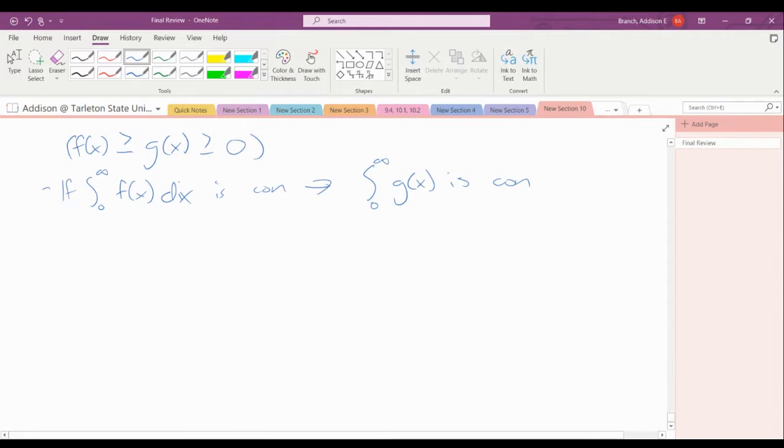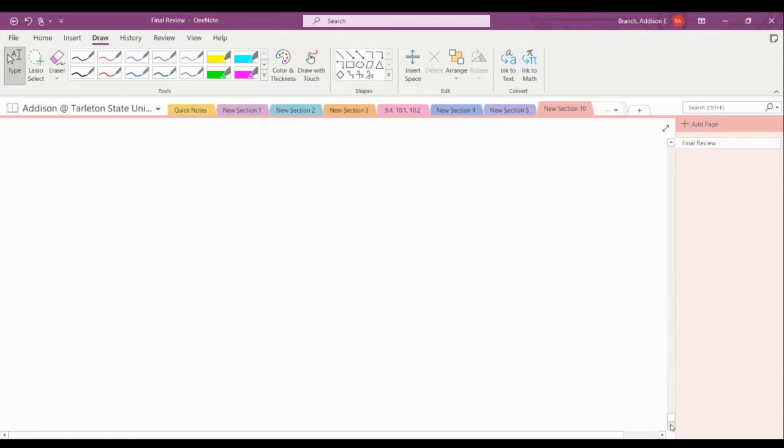Let's think. Applications for you to remember. We have arc length. And just remember that formula is the integral from a to b of the square root of 1 plus f prime of x squared, dx.